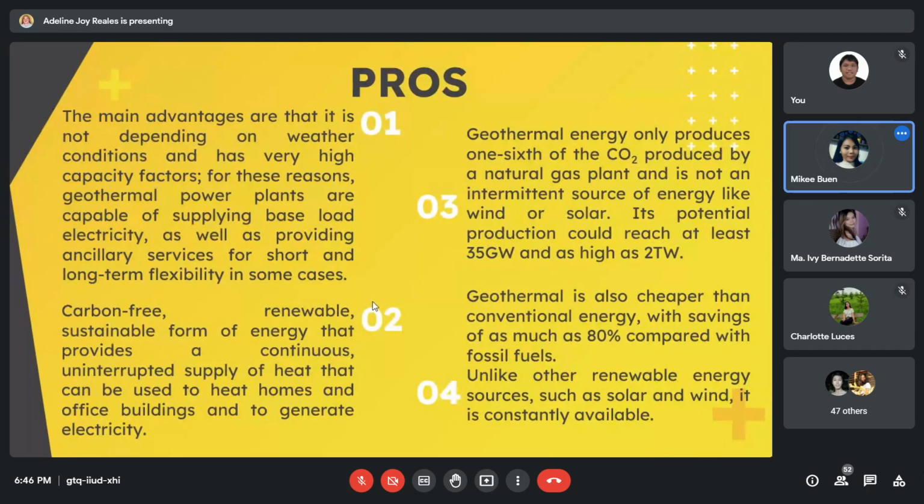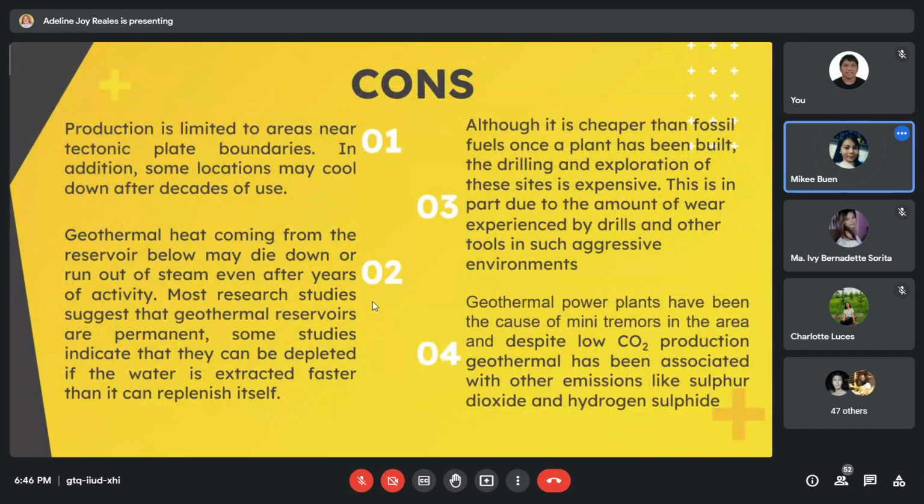So the cons. Production is limited to areas near tectonic plate boundaries, and in addition, some locations may cool down after decades of use. Second, geothermal heat coming from the reservoir below may die down or run out of steam even after years of activity. Most research studies suggest that geothermal reservoirs are permanent, but some studies indicate that they can be depleted if the water is extracted faster than it can replenish itself.